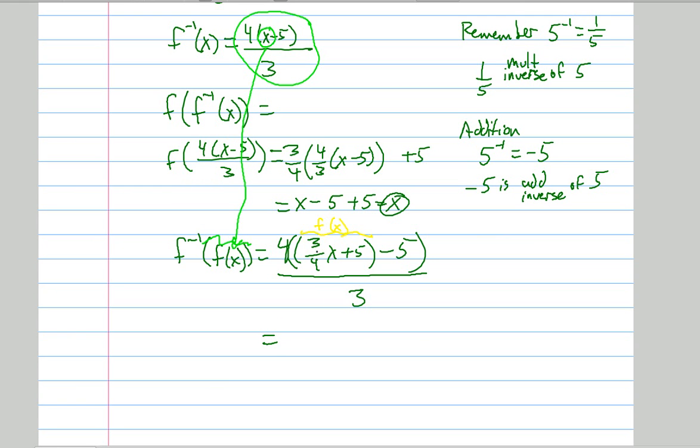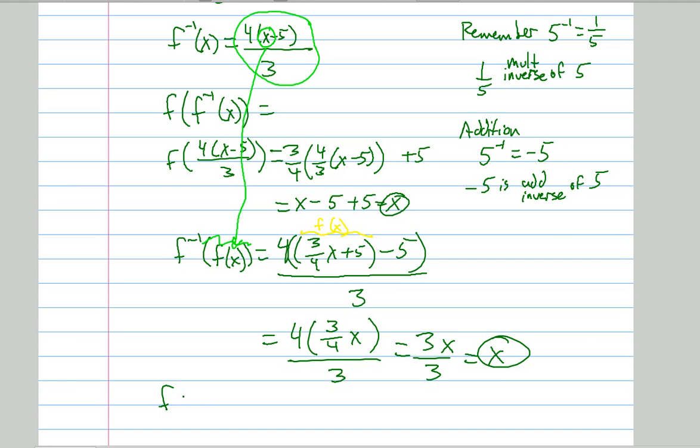Well, I've got 4 times this whole thing. So let's see what happens. I have 4 times 3/4 x plus 5 minus 5. So that's just going to give me 3/4 x all over 3. 4 times 3/4 x just gives me 3x over 3, and that just gives me x. So what's this magic thing that's just happened here?